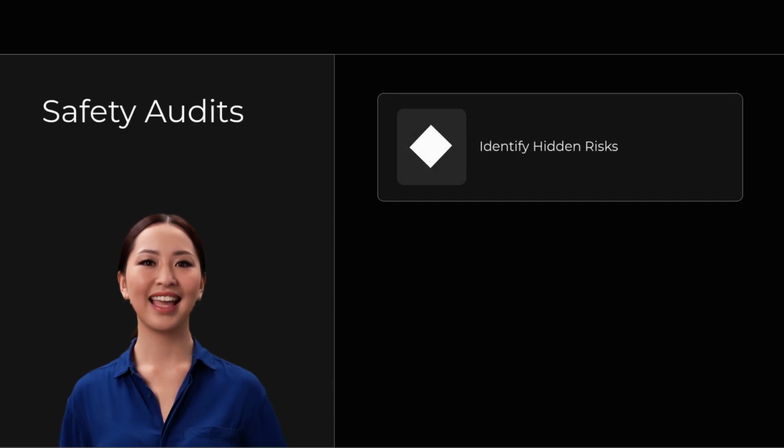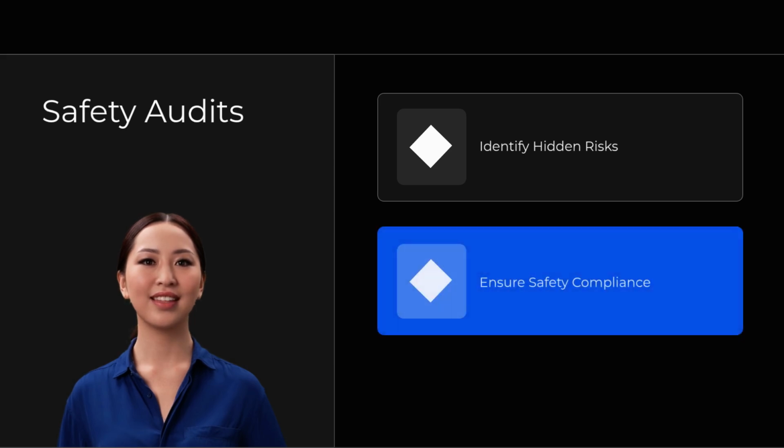Manufacturing environments are inherently risky. Regular safety audits help identify hidden dangers, ensure compliance with safety laws, and foster a culture of safety. They also minimize downtime and reduce costs associated with workplace incidents.